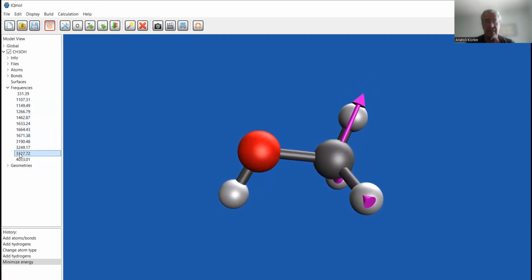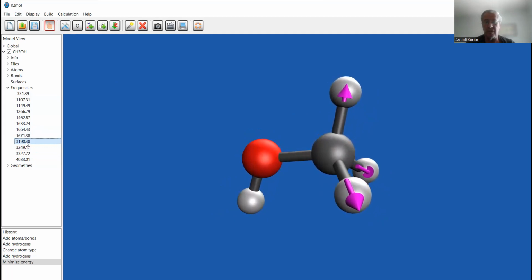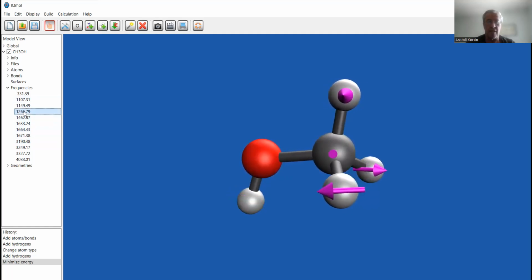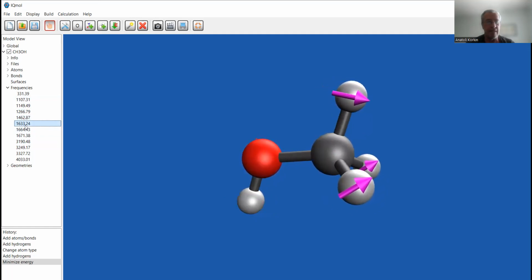There should be three CH vibrations, and they're of similar energy. Let me just rotate it. This one is the asymmetric, and this one is the symmetric CH stretch. And our remaining modes are bending vibrations of different kinds. Let's quickly watch all of them. Okay, all right. These are the different bending modes of methanol.